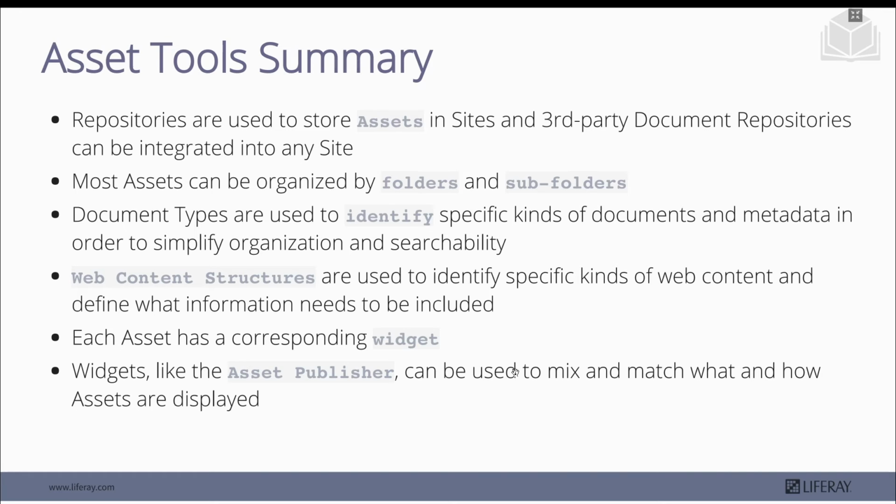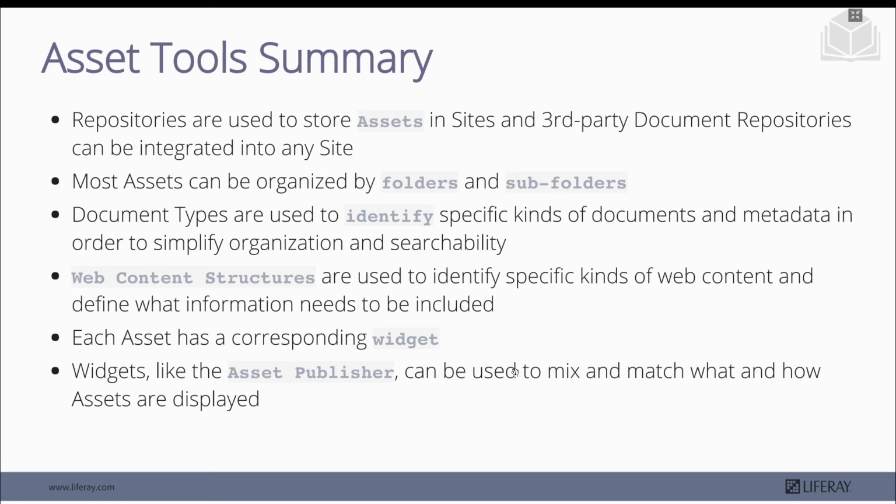So web content structures are used to identify specific kinds of web content and define what information needs to be included. Web content structures are a way in which we can create very specific types of web content. So one example could be, maybe I need to create a news article. And again, me not being a front-end guy, not really being a content guy, I might struggle with a blank page. If someone told me, write on this blank page a news article, I would probably get fired.